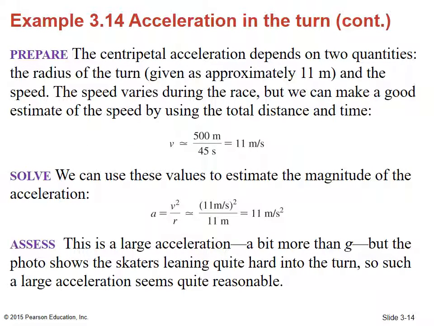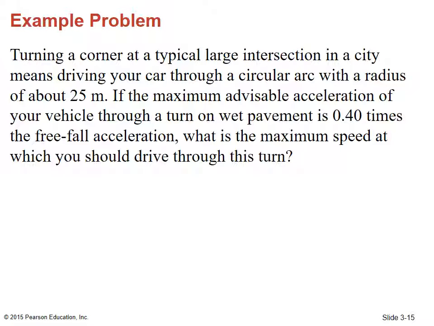The centripetal acceleration depends on two quantities, the radius of the turn, given as approximately 11 meters, and the speed. The speed varies during the race, but we can make a good estimate of the speed by using the total distance and time, which gives 11 meters per second. We can use these values to estimate the magnitude of the acceleration, or 11 meters per second squared. This is a large acceleration, a bit more than g, but the photo shows that the skater is leaning quite hard into the turn, so such a large acceleration seems quite reasonable.